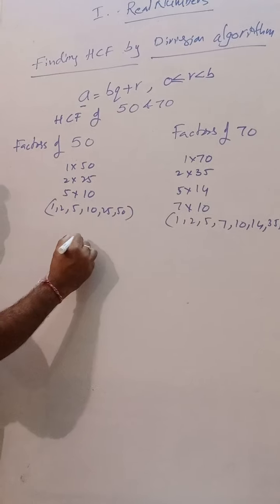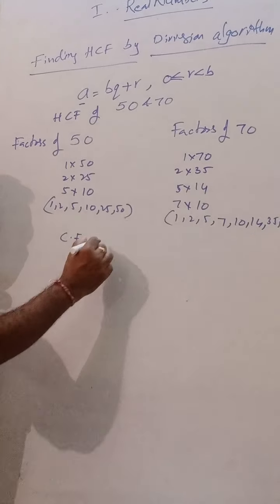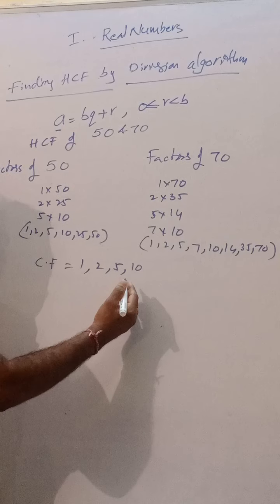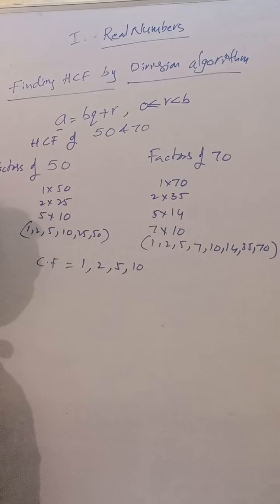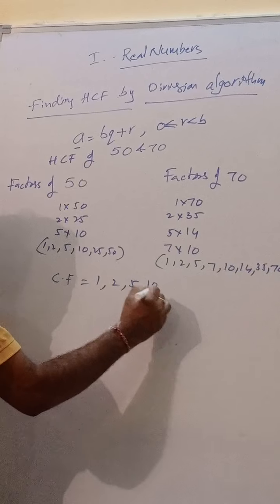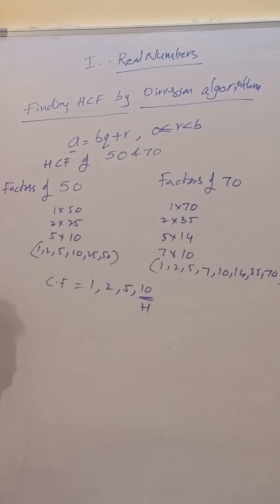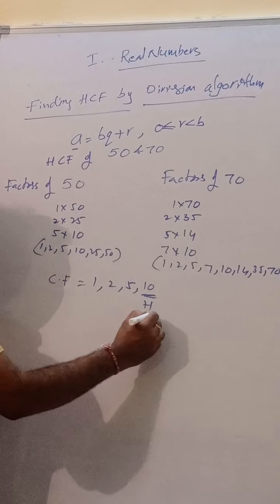Here the common factors are 1, 2, 5, 10. These are the common factors. The maximum, the highest common factor, is 10. This is the conceptual method: the highest common factor is 10.